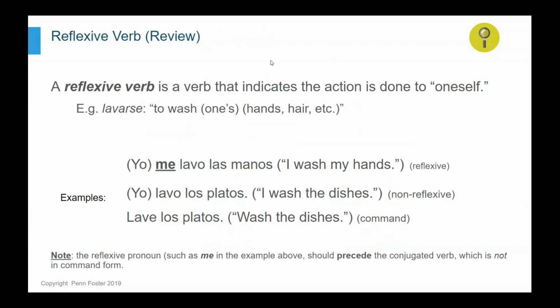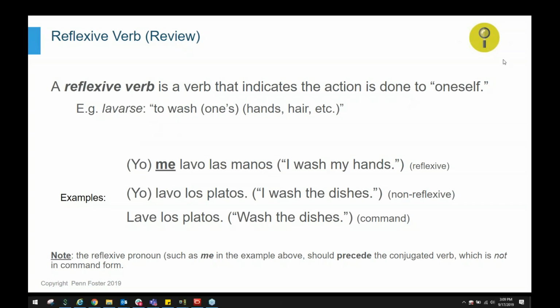So moving away from commands just for a minute, we're going to do a quick review here on reflexive verbs. And a reflexive verb is a verb that indicates the action is done to oneself. So we use these verbs for daily habits, like brushing your teeth, combing your hair, etc. And we give the example here of lavarse, to wash one's hands, hair, etc.